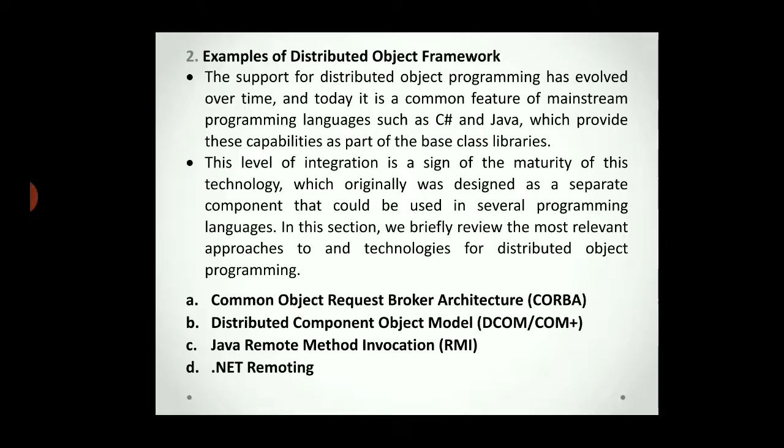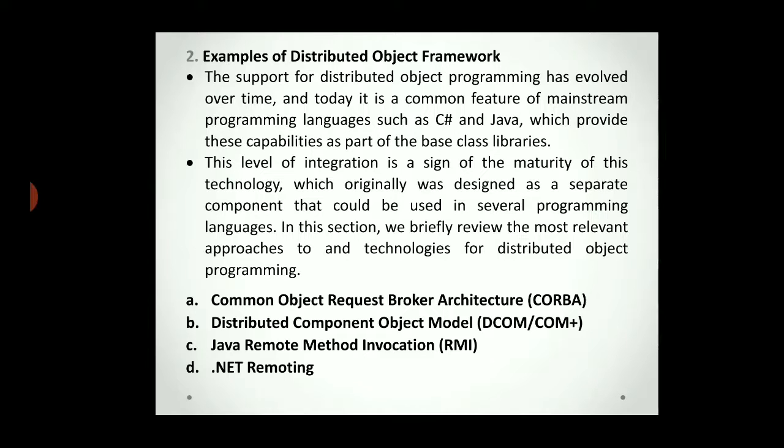Starting with Common Object Request Broker Architecture, or CORBA, it is a specification introduced by the Object Management Group, or OMG, for providing cross-platform and cross-language interoperability among distributed components. The specification was originally designed to provide an interoperability standard that could be effectively used at the industrial level.